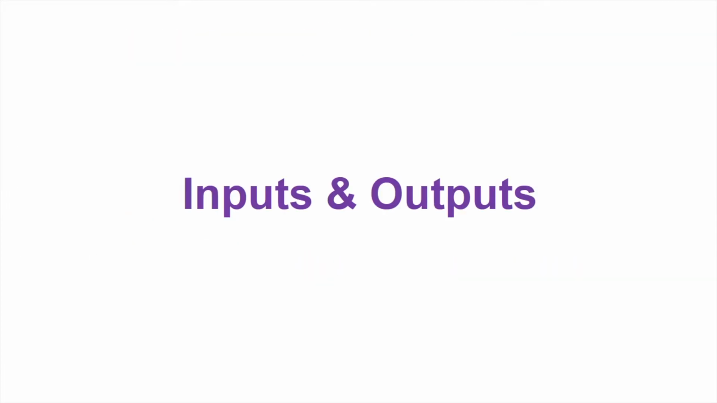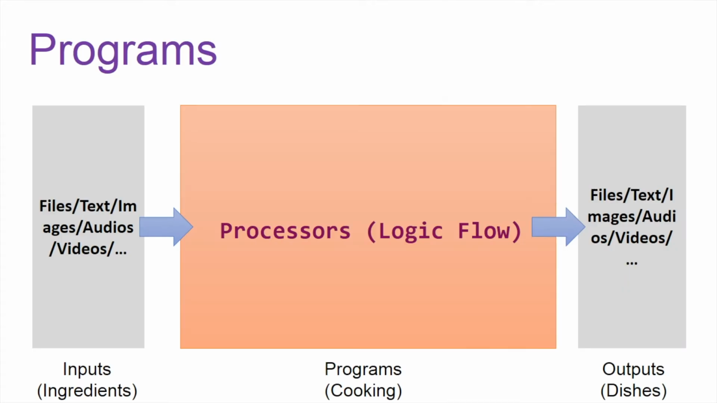Okay, now we can start to do the real stuff. I would like to start from inputs and outputs. In lecture 1, we said that programs are just a processor for inputs and outputs. You give some inputs and the computer gives you outputs. So let me introduce that part first: how to give inputs and how to give outputs.